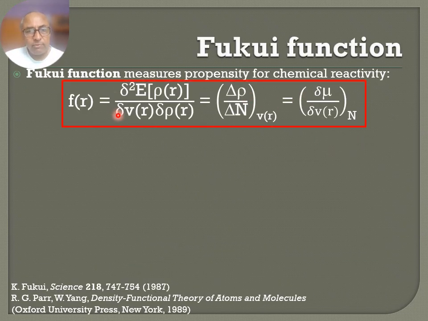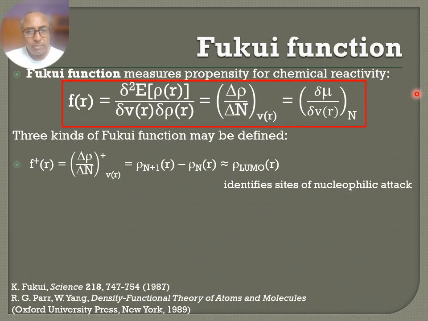The mixed second functional derivative of the energy functional gives us the Fukui function, which measures the propensity for chemical reactivity. Three kinds of Fukui function may be defined. The right finite difference derivative gives us f plus, which identifies the sites of nucleophilic attack in a molecule and is approximately the density of the lowest unoccupied molecular orbital.